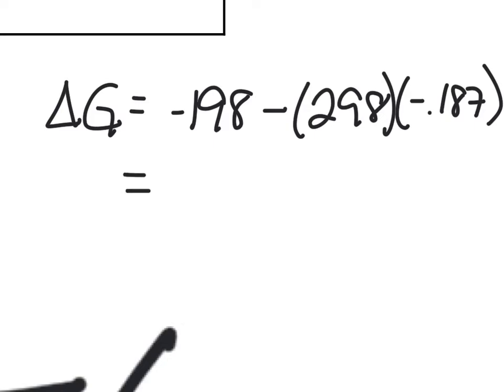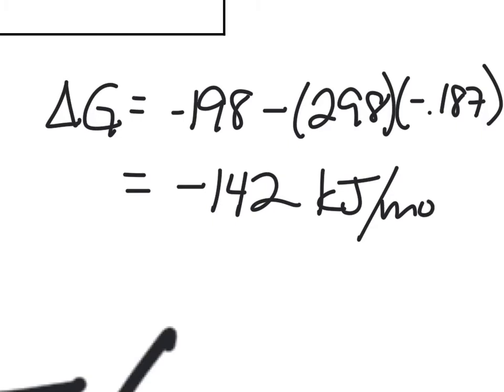We've got something that's exothermic, favorable, and something that decreases entropy, unfavorable. So the negative with the negative means it ends up positive overall, but still, excuse me, not positive overall. This term is positive overall. Overall, we have negative 142 kilojoules per mole reaction.